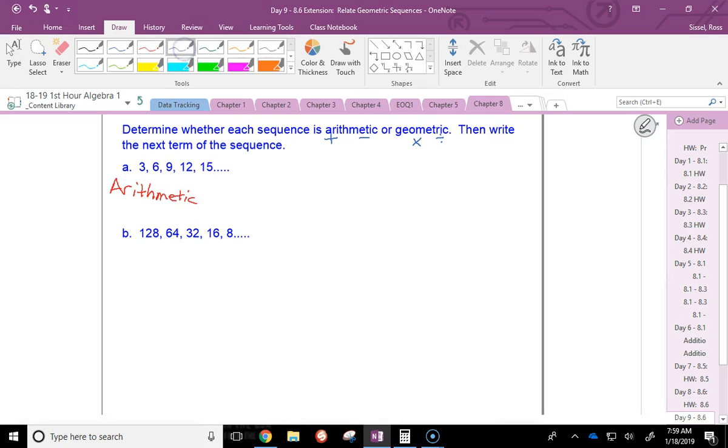We know it is because the pattern between 3 and 6 is either adding 3 or timesing 2. But between 6 and 9, that's adding 3. 9 to 12 is adding 3. Now, technically, they asked what's the next term in the sequence? So it would be 18. Did you have to do the whole equation? No. They just said the next term.